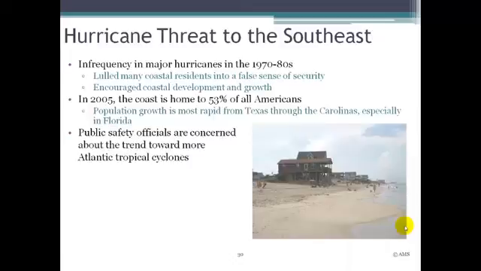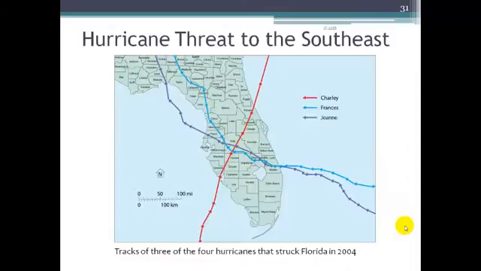So the population growth has been most rapid from Texas through the Carolinas, especially in Florida. So now that we're kind of entering a period of more hurricanes, the public safety officials are very concerned because we've attracted all these people to these areas, and now it's just kind of a disaster potentially waiting to happen.